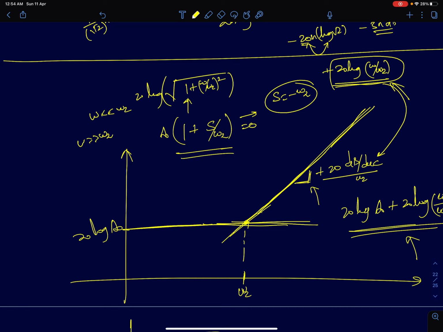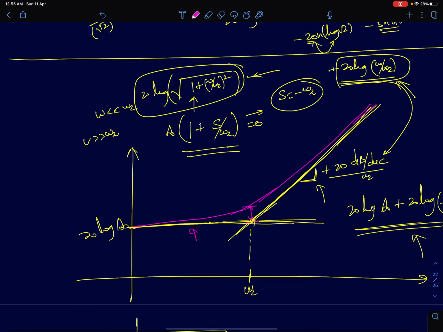In an actual graph, if you calculate the value at omega equal to omega z, you get 20 log of root 2, which is plus 3 dB. So the actual graph is going to look like this. Again, it will touch only asymptotically, so that's why Bode plot is an asymptotic plot. This is the yellow graph which touches the actual graph asymptotically at 0 and infinity. And at the point of the zero, it's plus 3 dB higher than the DC gain. So it is plus 3 decibels here.